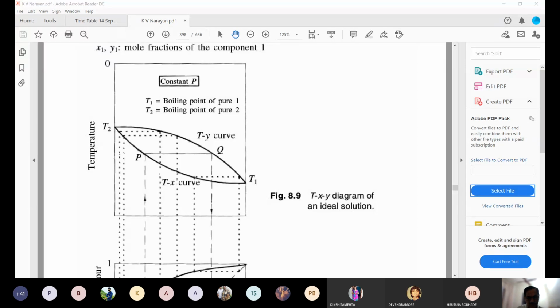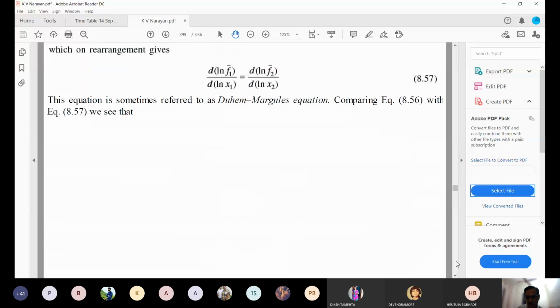Is that understood? Yes sir. Okay. So let's calculate the value of Y1 and Y2 using alpha.